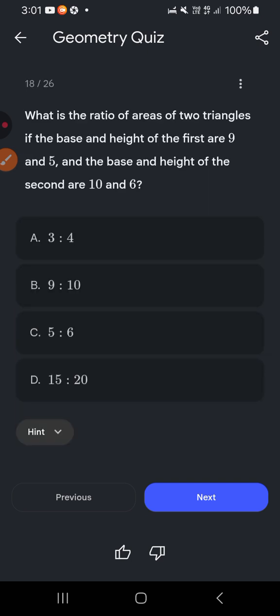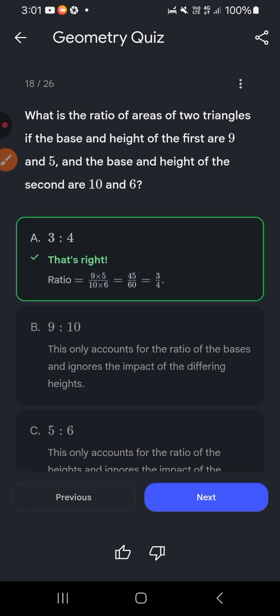What is the ratio of areas of two triangles if the base and height of the first are 9 and 5, and the base and the height of the second are 10 and 6? Correct answer is A. 3 is to 4.